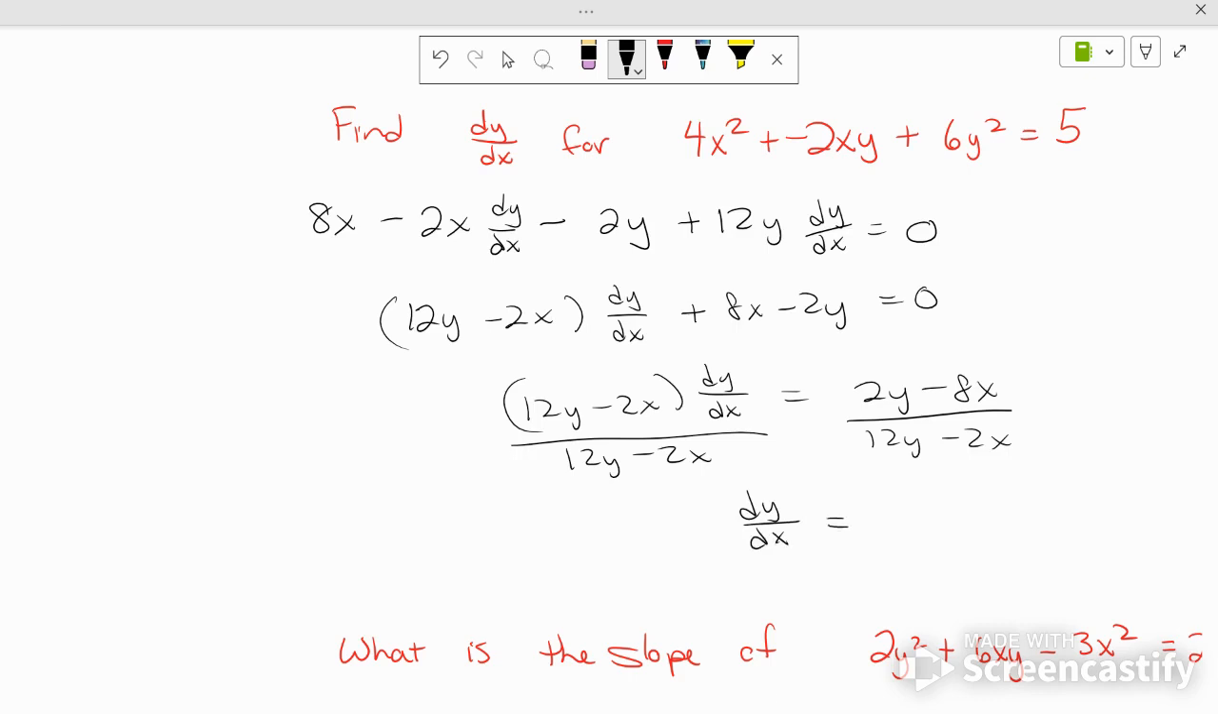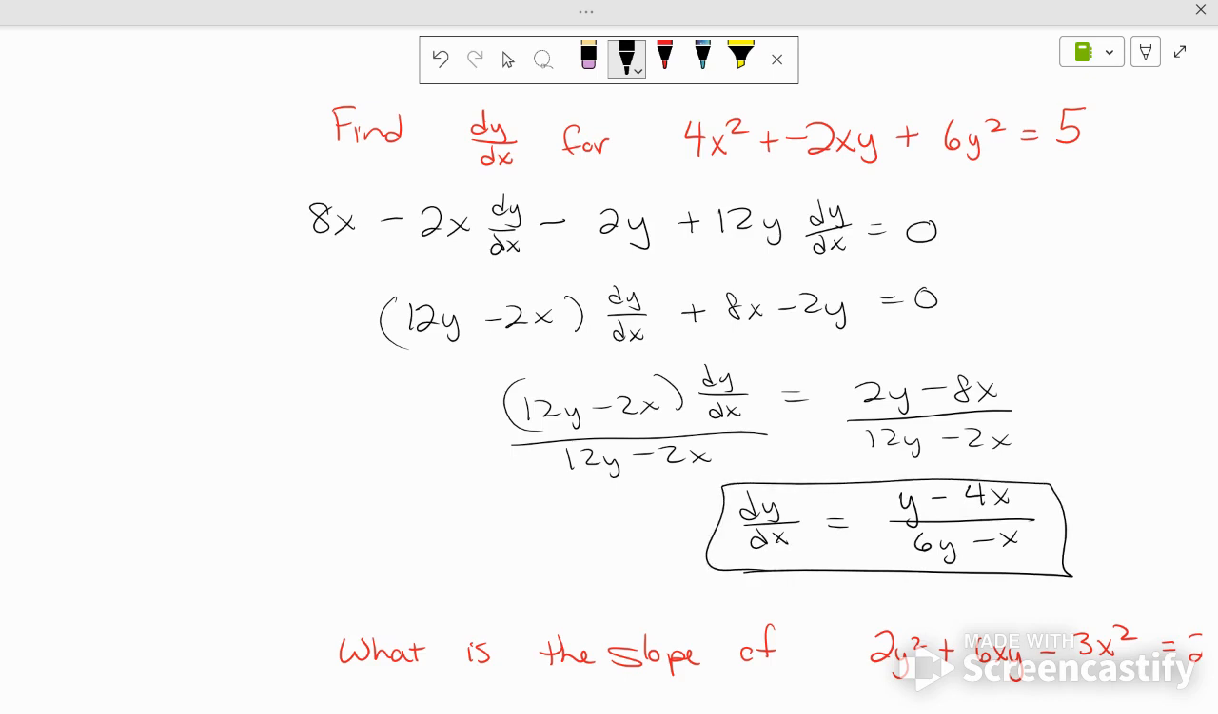But the answer will not be 2y minus 8x over 12y minus 2x. It will not. What will it be? y minus 4x over 6y minus x. Everything is divisible by 2. It will be divided by 2.